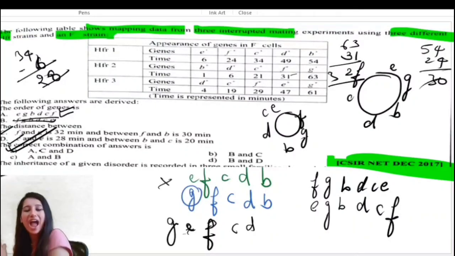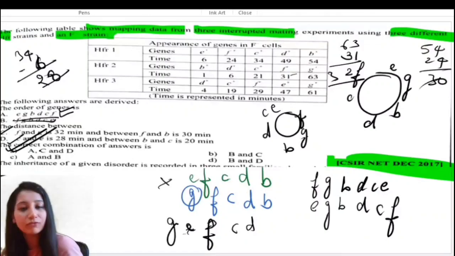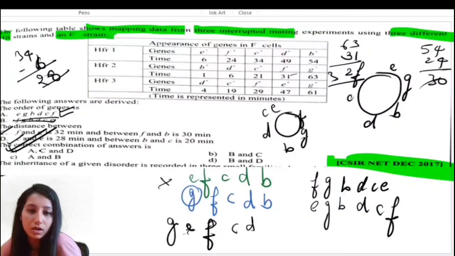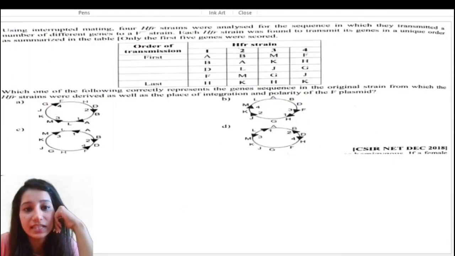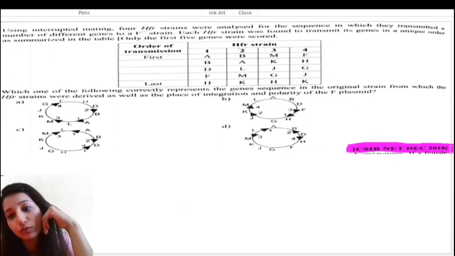So for these kinds of questions you have to just make a map and see whether the transfer of genes can occur in this manner. If yes, then the option is correct. Now let's see the next question, from the year December 2018.